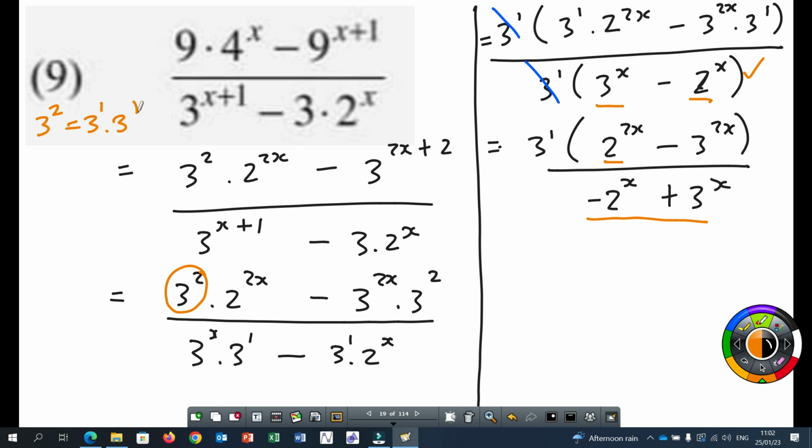This step here. I took out a common factor. Can I have your attention? From this step here, I took out a common factor. What was that common factor? It's 3 to the power of 1. If you want to get the binomial factor inside the brackets, remember what I told you yesterday, you divide this by the common factor. What is 3 to the power of 2 divided by 3 to the power of 1? It's 3 to the power of 1. That's why I wrote 3 to the power of 1 here. And then if you divide 2 to the power of 2x by 1, you still have this.